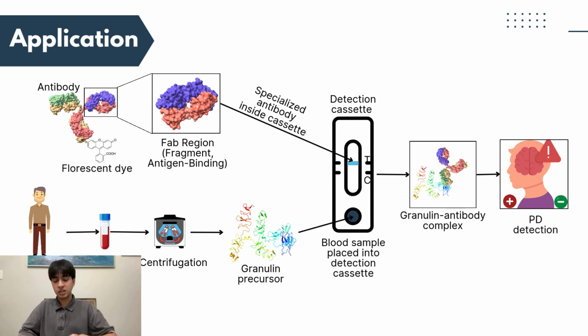And then we're going to take a swab, dip it into the plasma, in which the granulin precursor progranulin resides, add that to the detection cassette, and wait for however much time may be needed for results to be shown. Then we'll search for the amount of granulin antibody complexes formed, and if there's an amount that's considered to be above normal, then that could potentially be indicative of Parkinson's disease.